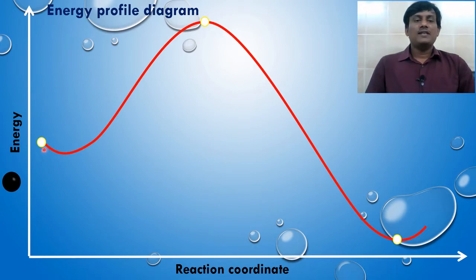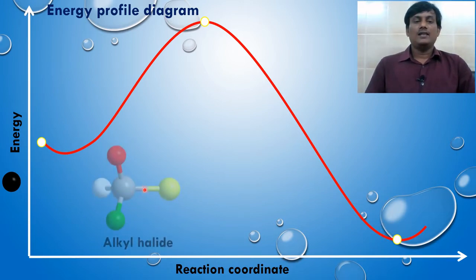In the energy profile diagram, we can find energy minima. This is one energy minimum and this one is also an energy minimum, and we can also find an energy maximum. The energy maximum indicates the energy of the transition state, this one indicates the energy of the reactants, and this one indicates the energy of the product.